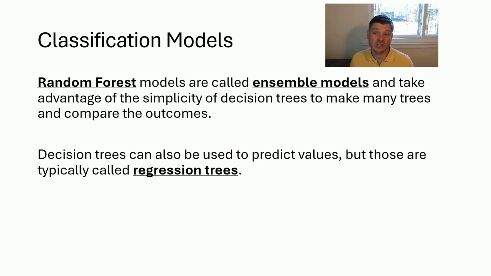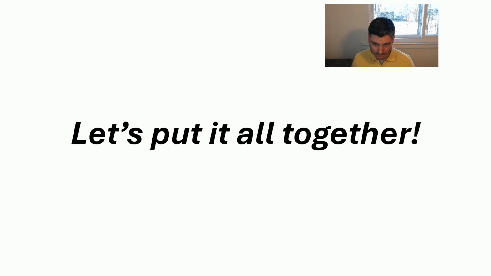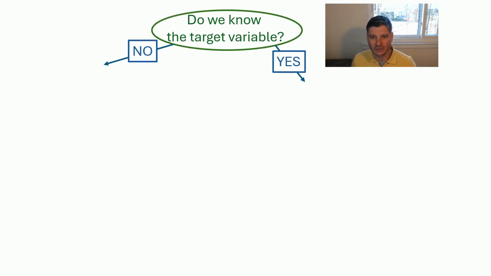We can also use decision trees to predict values. These are typically regression trees. But again, like I've mentioned with a lot of these things, if we know how they work, we can know how to work with them and hopefully use them for whichever task we're trying to solve. Let's put it all together now.